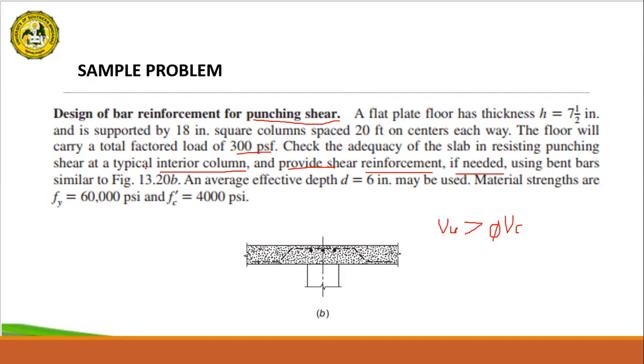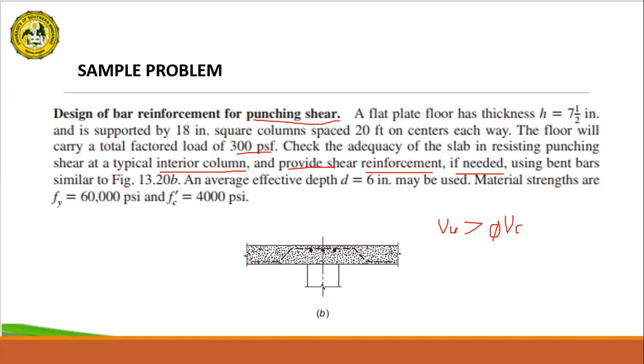So using bent bar similar to figure, this is the figure 13.20B. So an average effective depth d is given, which is 6 inches, and the material strengths are 60,000 psi for Fy and 4,000 psi for f'c. So ganito ang design, no, na gagawin natin for this particular problem.